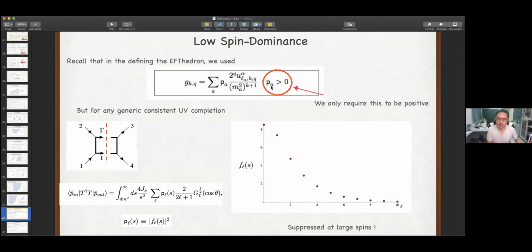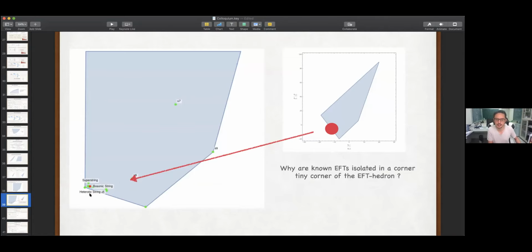So for example, just take a massive box, you can compute the discontinuity, and then you can expand the discontinuity again on the Legendre polynomial. The spectral function here is positive, which is indeed, you can write it as a complete square of some function that I call FL of S. But if I plot out FL of S, you see that there's an exponential suppression at high spins. And indeed, this high spin suppression is what is at the root of why these things are all sitting here. Because if you look at what the vertices here, these are actually the low spin vertices here.